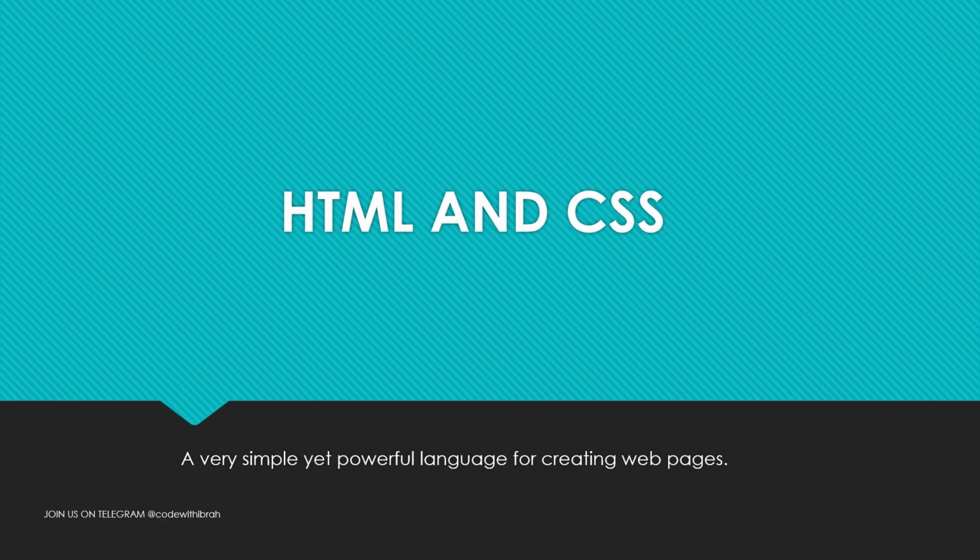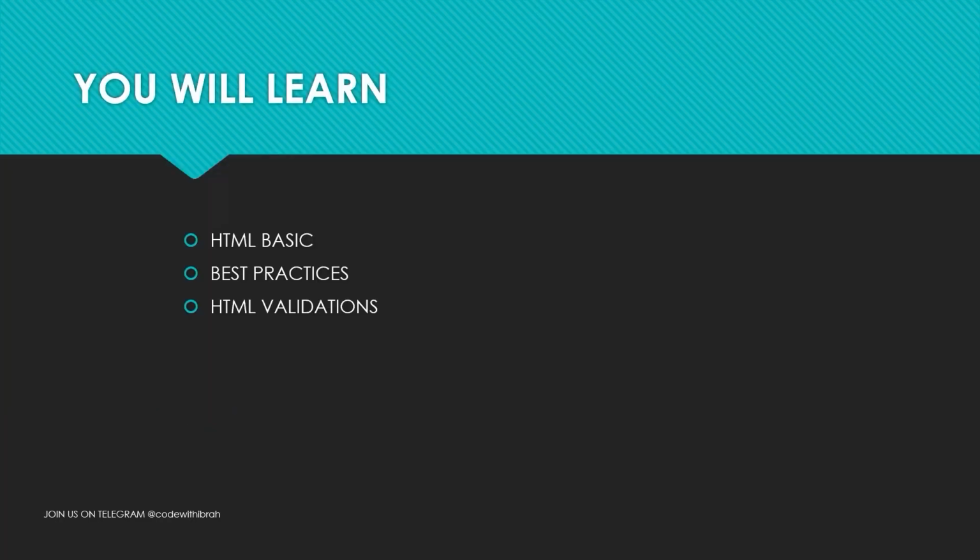We have HTML and CSS. HTML and CSS move together. This is something powerful that you cannot miss. HTML and CSS move together everywhere, but for now we will be focusing on HTML. Very soon we will add the CSS to it. HTML is a very simple yet powerful language for creating web pages. So HTML is for creating web pages. It is not for programming anything, just for creating web pages.